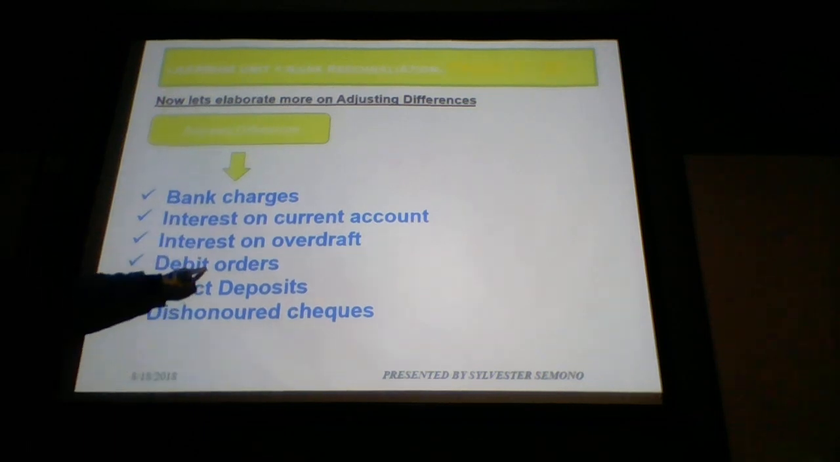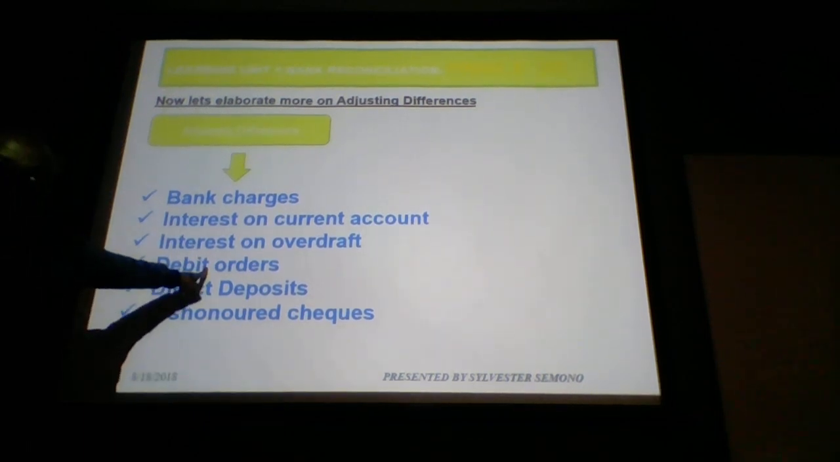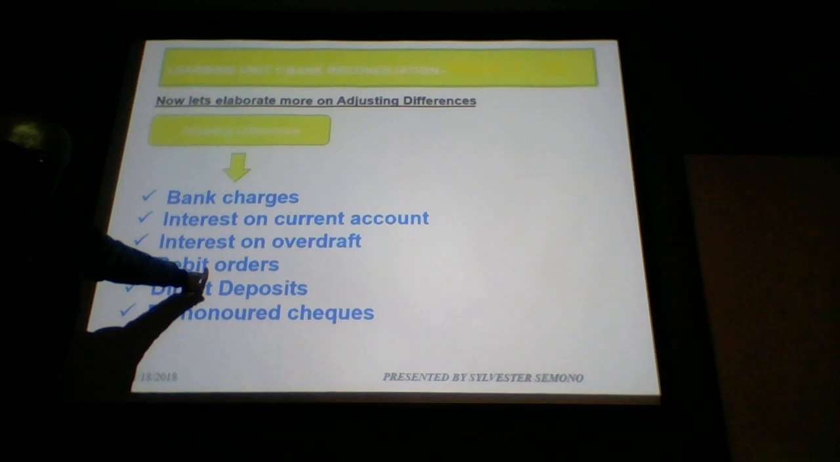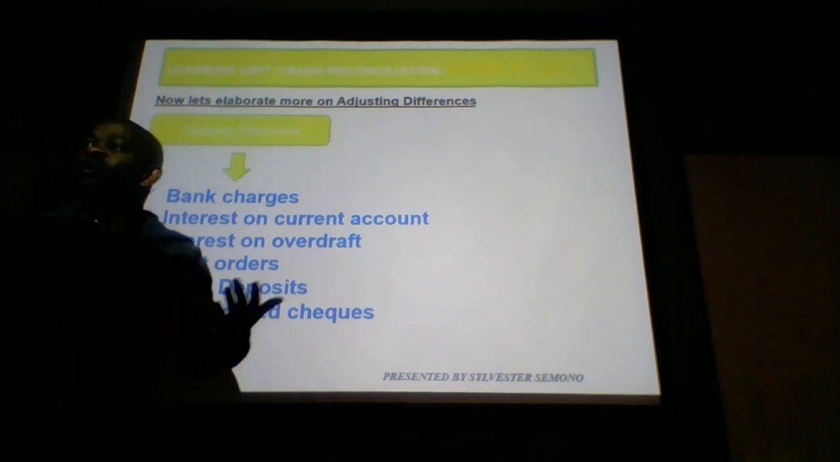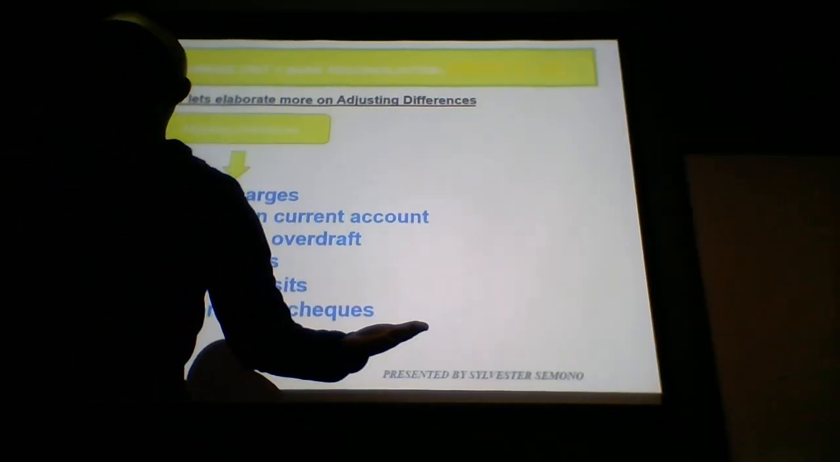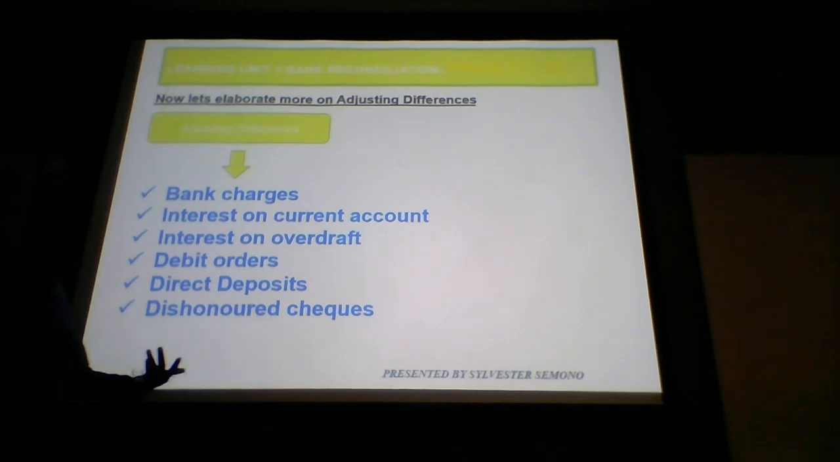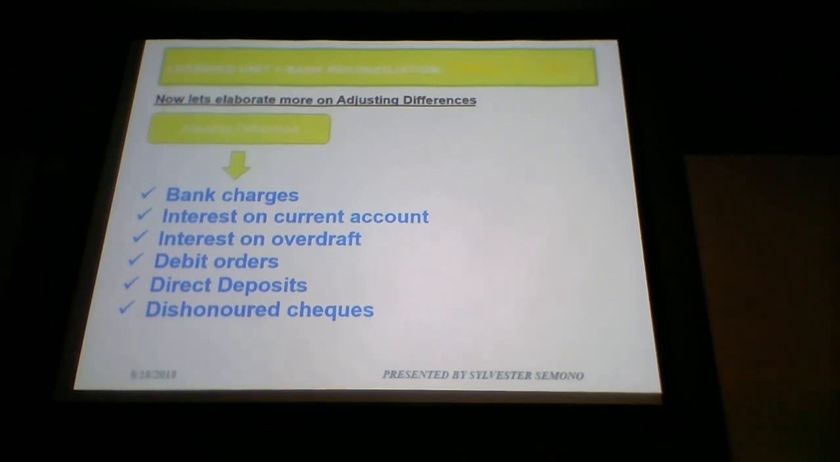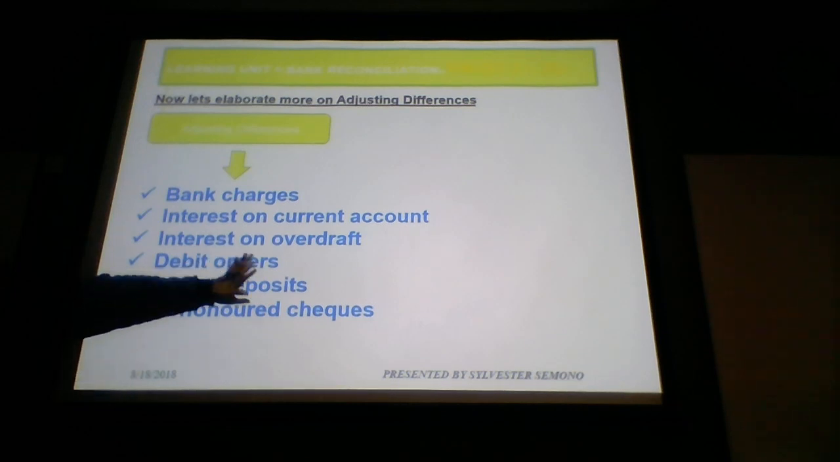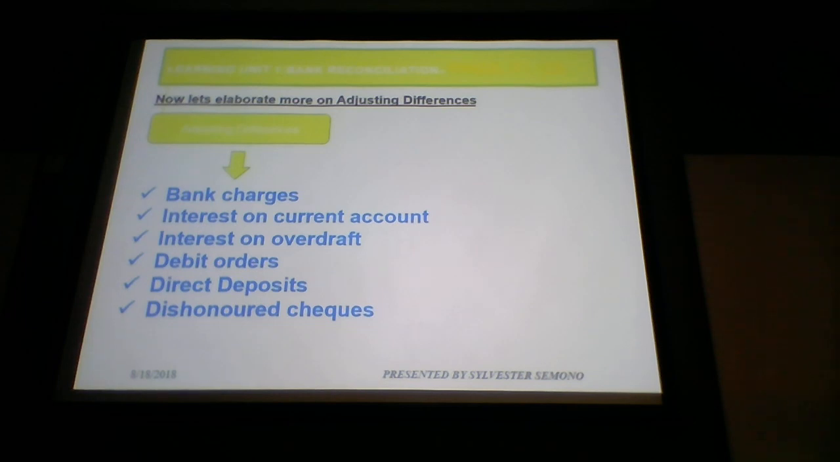Just for example, where am I going to record this one? CBR or CBP? CBP. Because debit orders, you don't receive them, guys. You pay by debit order. Just imagine you've got a debit order of 5,000, you celebrate. So, don't worry, we'll take an exercise for that. But for now, just know that those are examples of what? Adjusting. You can find more.